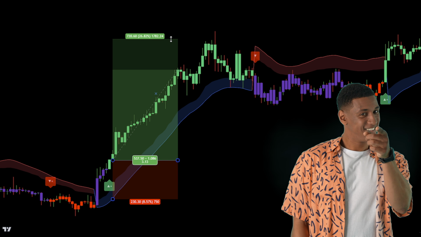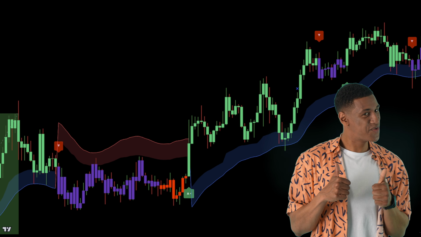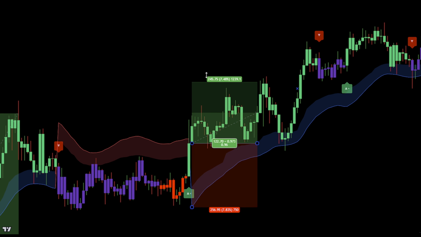TradingView indicators, we all love them. They tell you when to open a buy trade and you buy. They tell you when to open a sell trade and you sell. But most of the time, these indicators come with lots of false signals.